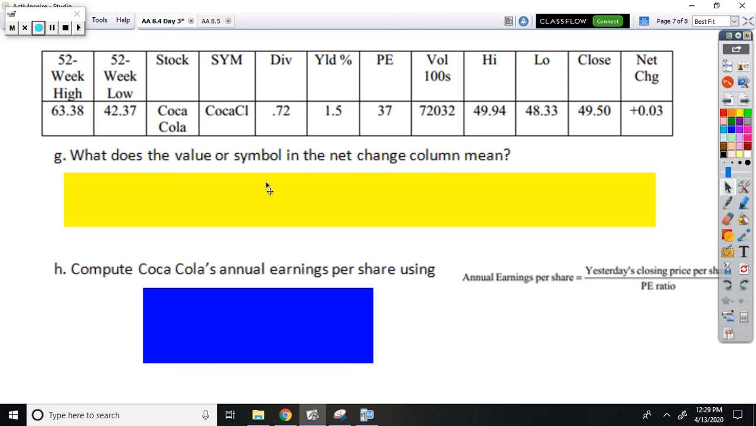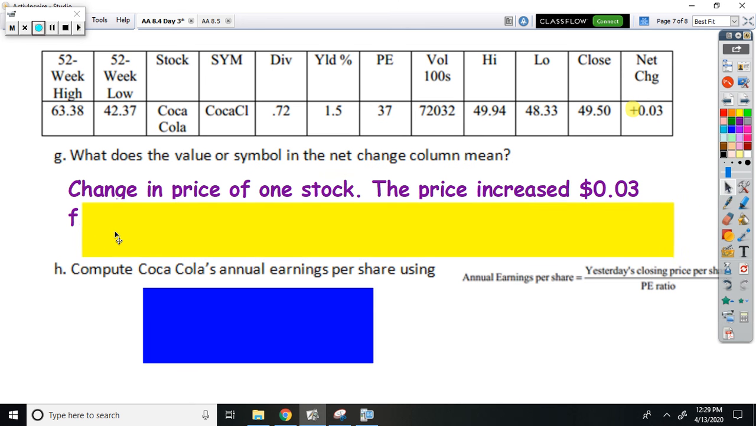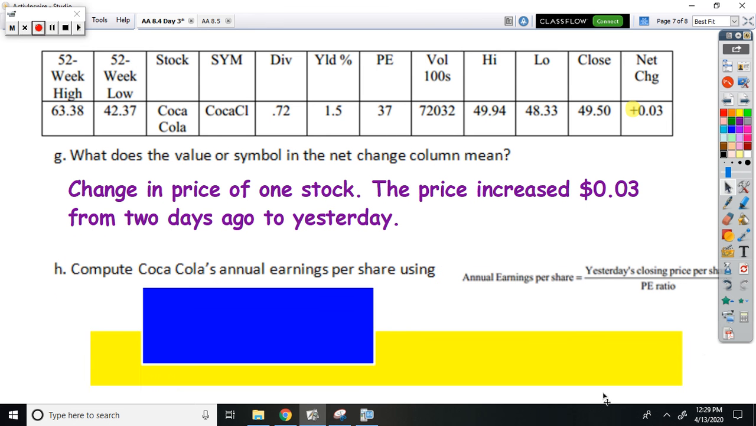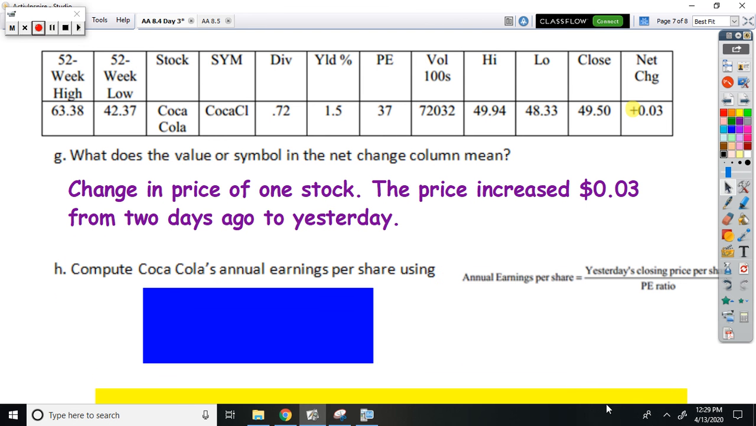Part G, what does the value or symbol in the net change column mean? So the net change column says plus 3 cents. So that tells you the change in the price of one stock. It tells you that the price increased 3 cents from 2 days ago to yesterday.